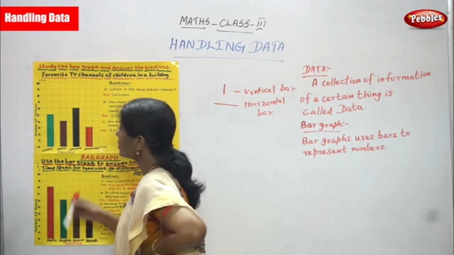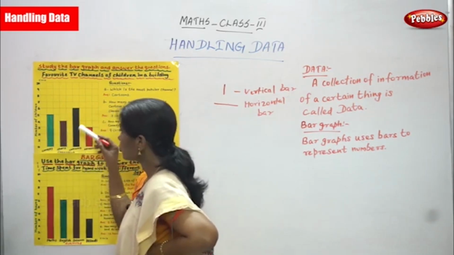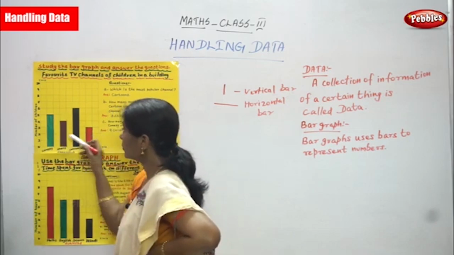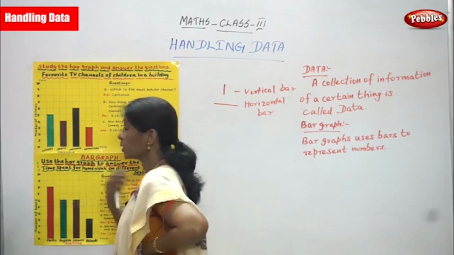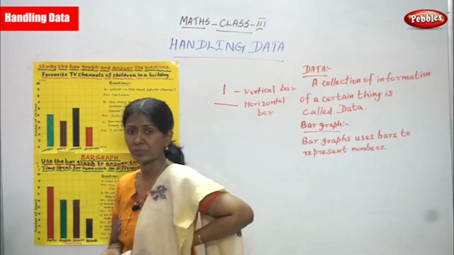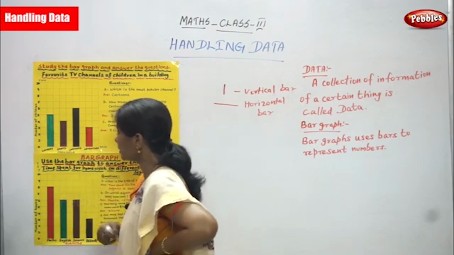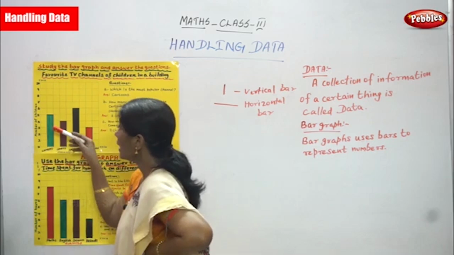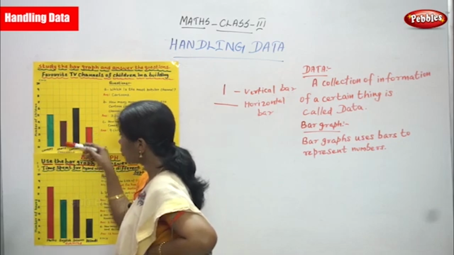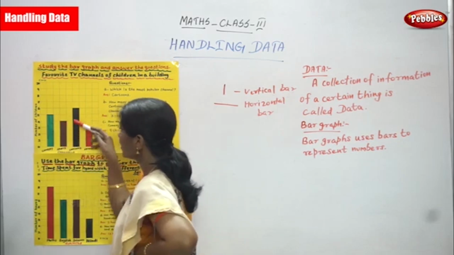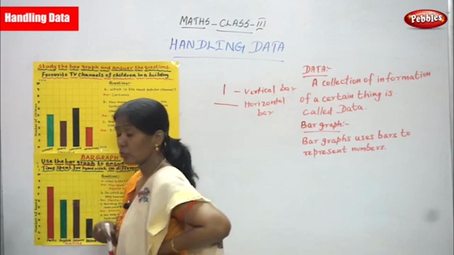I'll repeat once again. Only 5 children like the comedy channel. I gave different colors to the vertical bars because I just want to differentiate and show the difference. For the comedy channel, I have given green color. For the sport channel, I have given brown color. For the cartoon channel, I have given black color. For the adventure channel, I have given red color.